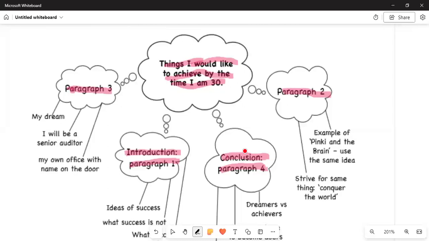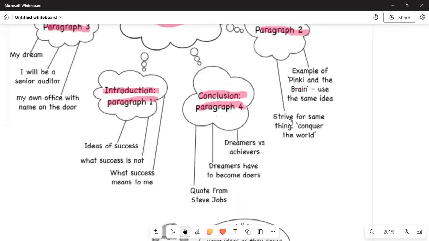And then in the next paragraph you dream of what you want when you are 30. We are saying that I will be a senior auditor. Maybe that is the job description that you would like to go through. And then we must understand that I will have my own offices, with my name on the door. So these are the ideas that you are pitching to us, since examinations are near.